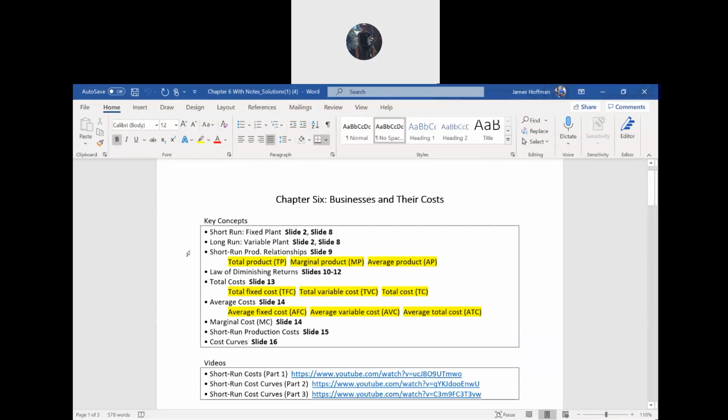Okay, so we've talked so far about short run versus long run, about short run relationships, specifically the marginal product and how that relates to diminishing returns. And now let's move on to the cost side. So let's look at slide 13, which will show us total fixed costs, total variable costs, and total cost.